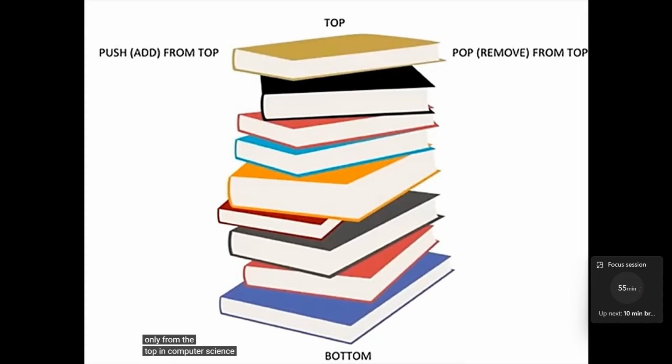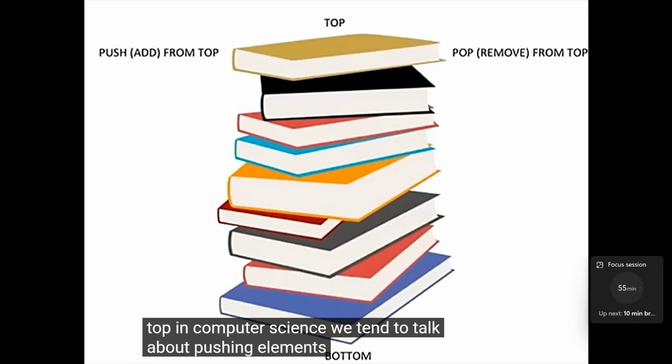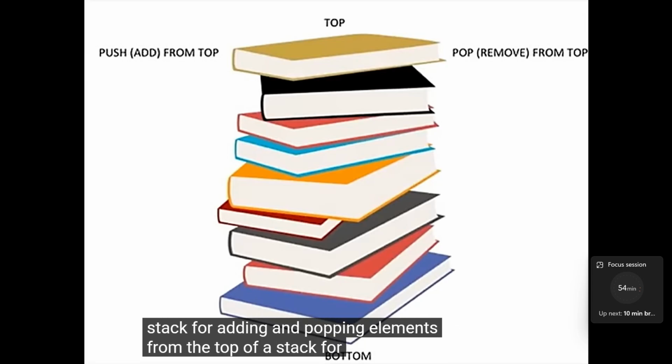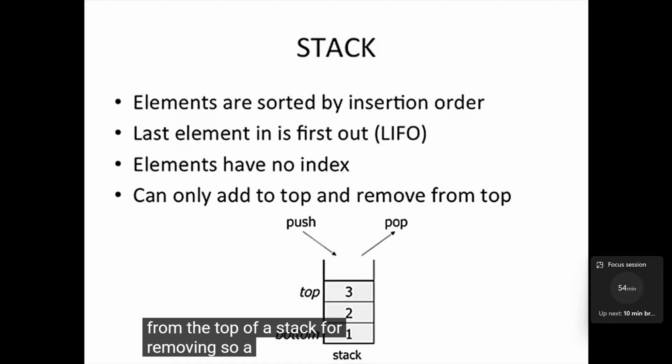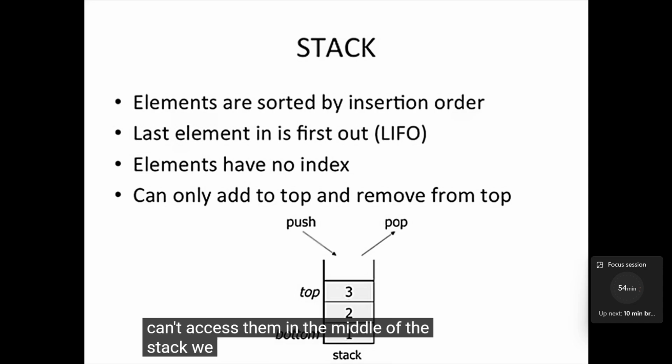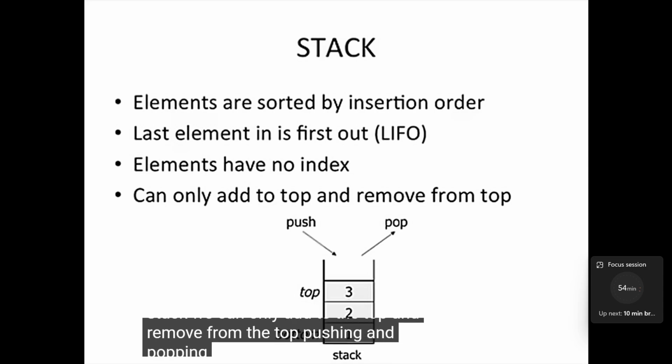In computer science, we tend to talk about pushing elements onto the top of a stack for adding, and popping elements from the top of a stack for removing. So a stack is a data structure in which elements are sorted by insertion order. The last element that you put in is the first one that's going to come out. Elements have no index, so we can't access them in the middle of the stack. We can only add to the top and remove from the top, pushing and popping.